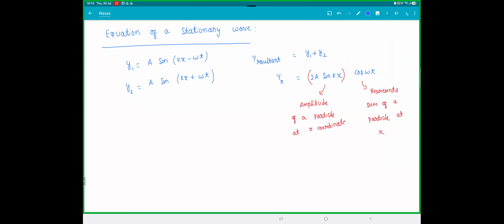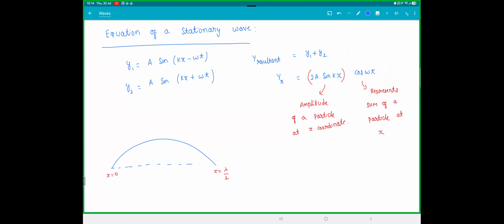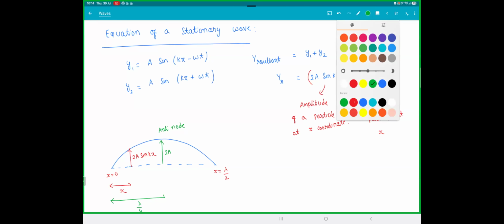Kind of makes sense. Because when I showed you that loop, remember the length of a loop is lambda by 2. So if this is x equal to 0, this is x equal to lambda by 2. This is one loop. And look at all the points. Are they at the same height? They're not at the same height. This one's height is 2a sin kx. So different particles are at different heights. The one in the middle will go to 2a. This is your antinode. This distance would be lambda by 4. So every particle will have a different amplitude.